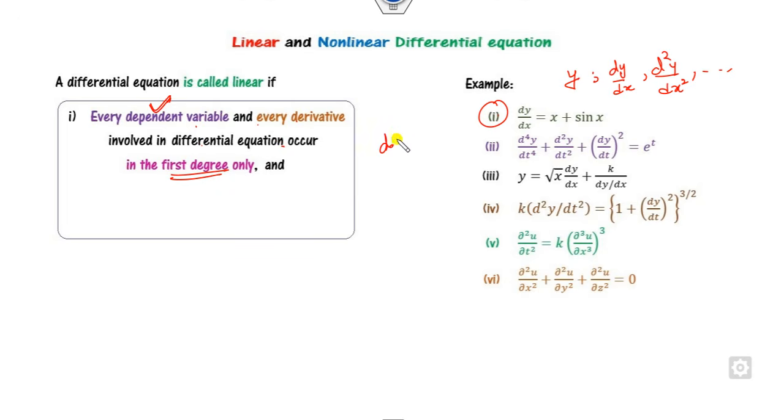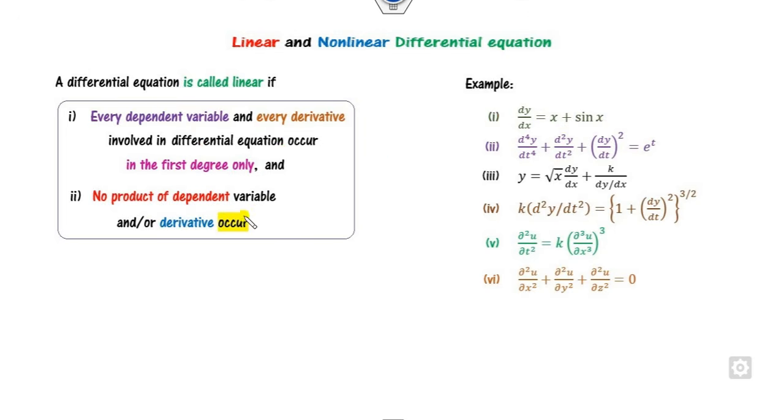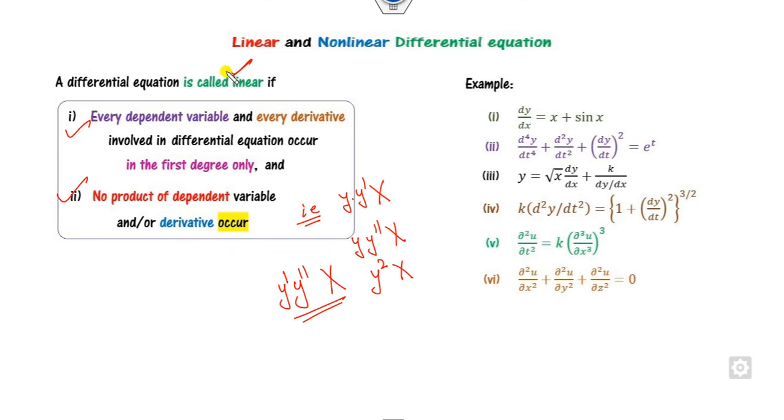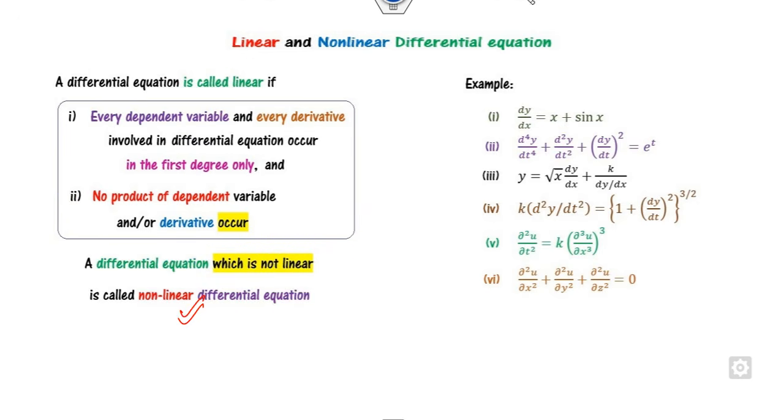What is the meaning of that? Remember it's a degree, so it means the highest power is 1. And the second is no product of the dependent variable and its derivatives. What is the meaning of that? That is, y dash is not involved, y double dash is not involved, y square is not involved, y dash y double dash is not involved. When any differential equation satisfies these two properties, then we call it linear, otherwise we call it non-linear.